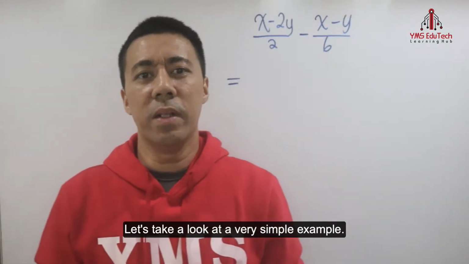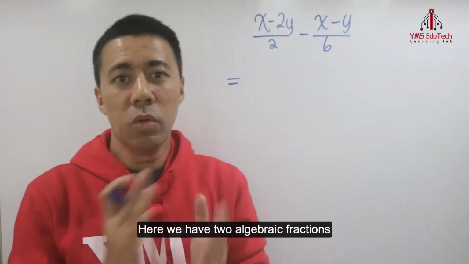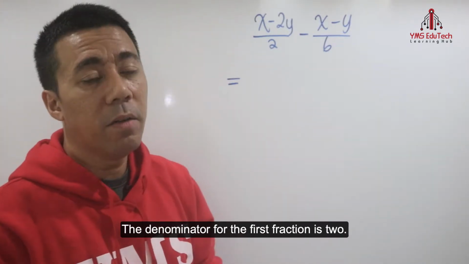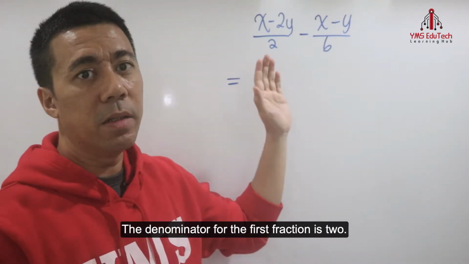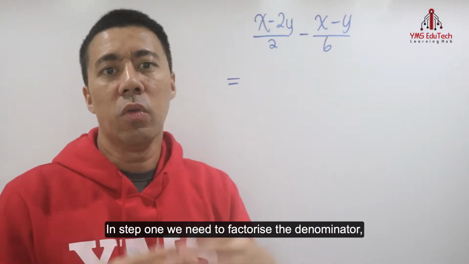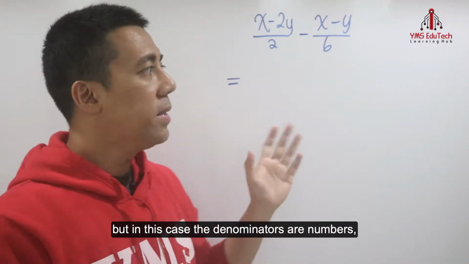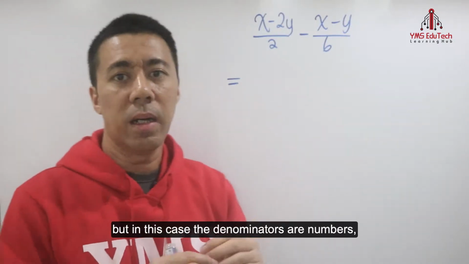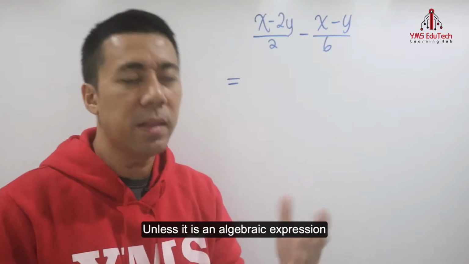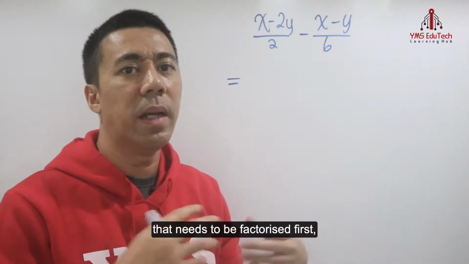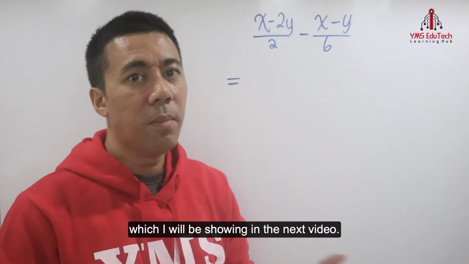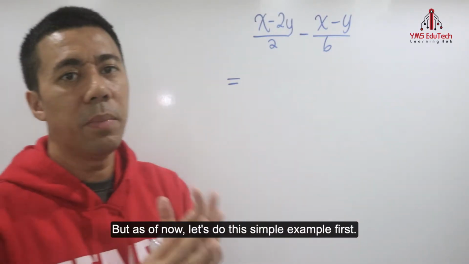Let's take a look at a very simple example. Here we have 2 algebraic fractions that we will subtract one from the other. The denominator for the first fraction is 2. The denominator for the second fraction is 6. In step 1, we need to factorize the denominator. But in this case, the denominators are numbers, numerals, so there is no need for us to factorize. Unless it is an algebraic expression that needs to be factorized first, which I will be showing in the next video. But as of now, let's do this simple example first.